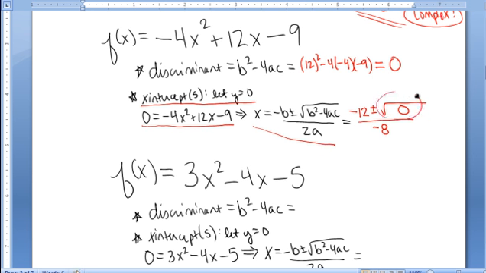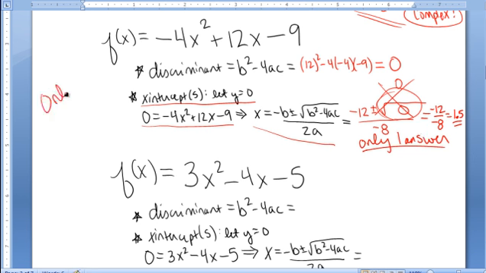But notice square root of 0 is just 0. So instead of adding a number and subtracting a number to get two answers, we're adding 0 and subtracting 0, which results in the same answer. There's only one answer, negative 12 over negative 8, which is just 1.5. When the discriminant turned out to be 0, it resulted in only one answer when we found the x-intercept. So there's only one x-intercept.